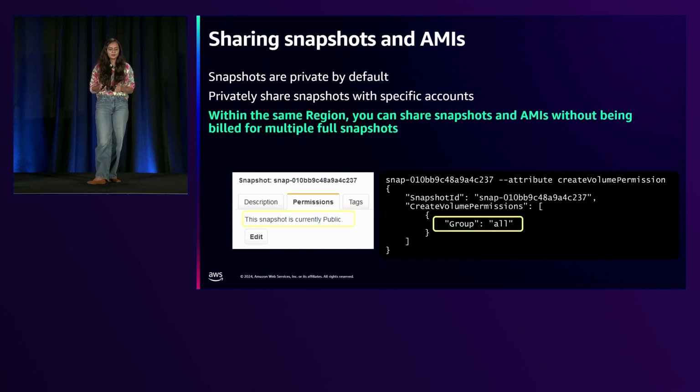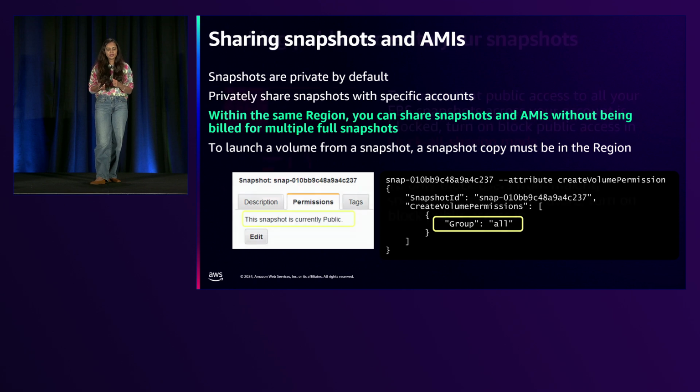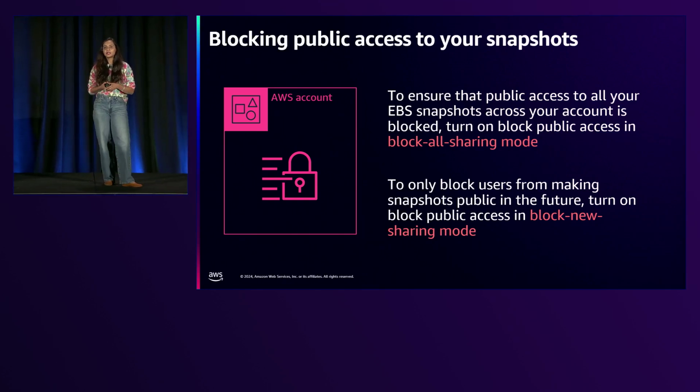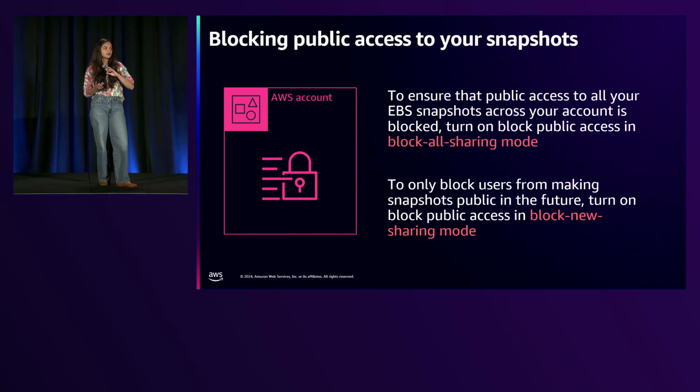But if that's not a use case that you have, you can use block public access for EBS snapshots. This is a setting that you can enable at the account level. And it's very easy to enable, so it has just two modes that you need to think about. One is block new sharing, and the other one is block all sharing. And it's pretty much what the name implies.